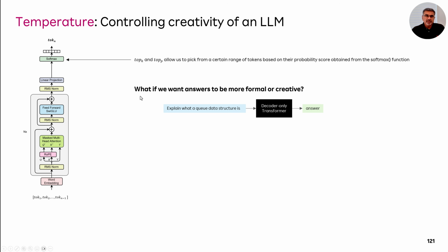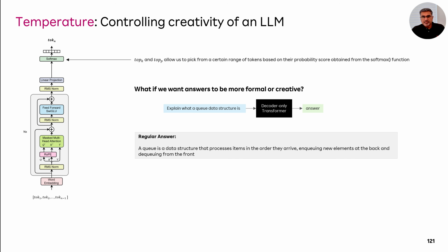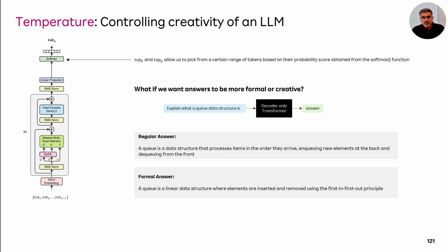Now, a regular answer could be: a queue is a data structure that processes items in the order they arrive, enqueuing new elements at the back and dequeuing from the front. But now let's say you want the answer to be more formal, because you want to include that in some report that you're putting together for, let's say, your master's assignment. So you say, I want a more formal answer. So you pass something. We'll see what that something is. The LLM now produces an answer like: a queue is a linear data structure where elements are inserted and removed using the first-in-first-out principle.